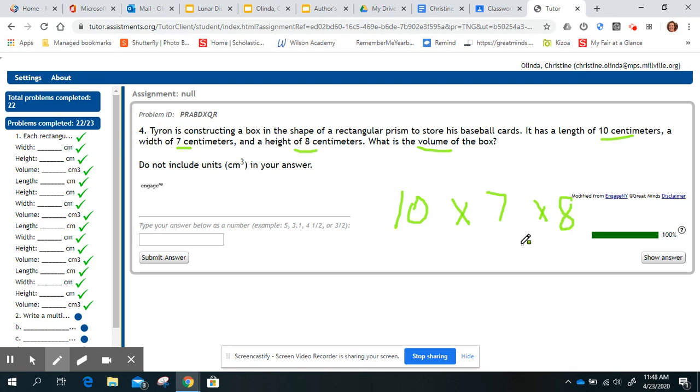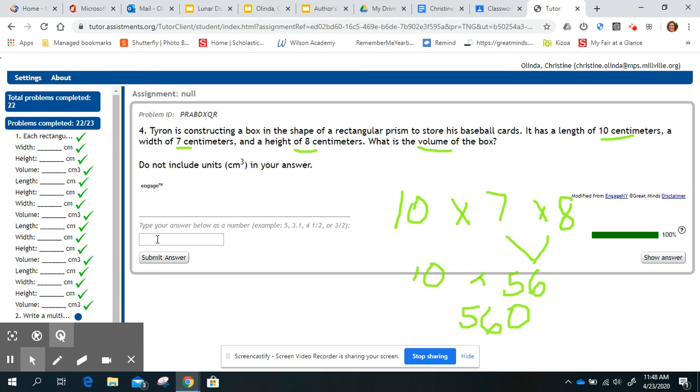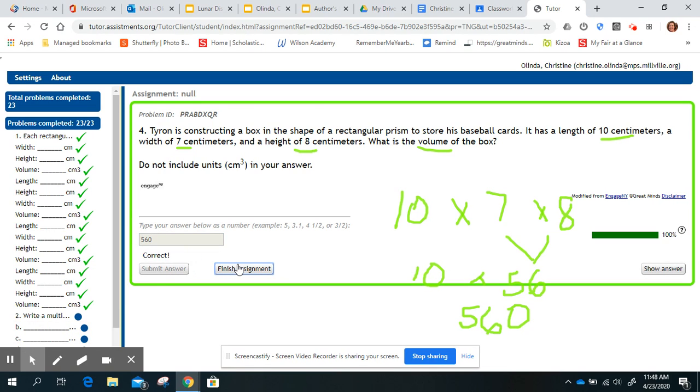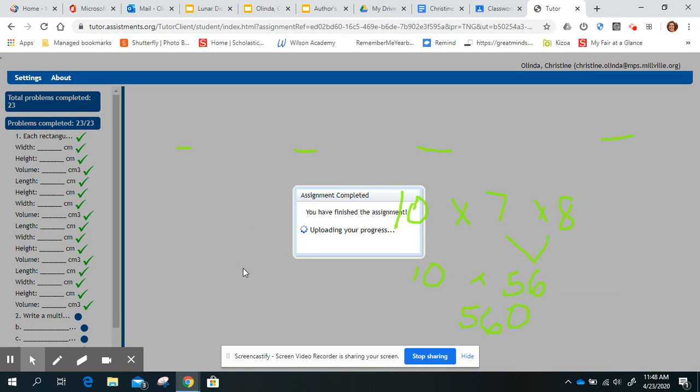For me, I'm going to do 7 times 8 first because that's 56. Then I'll multiply by 10. And I know when I multiply by 10, I just add a 0 to the end. So it'll be 560. I can type that in here. I can hit submit. It tells me I got it right. And then I have to make sure I hit finish assignment. And after it says you have finished the assignment, all you have to do is hit exit. I already know my score because it told me.